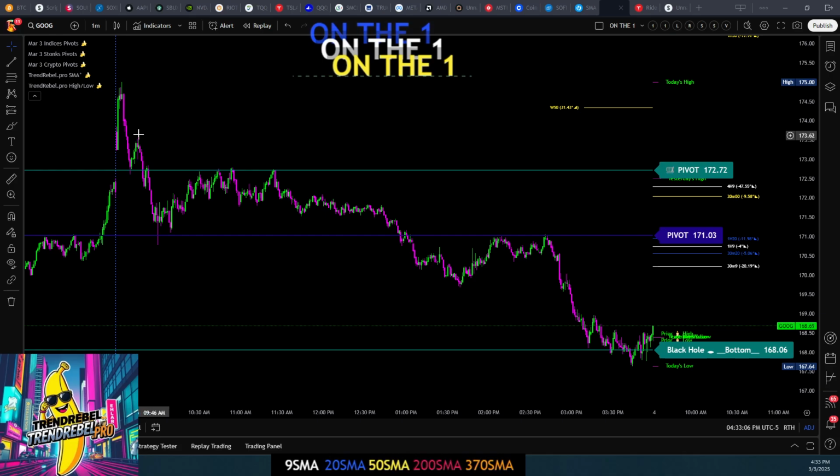After that back test, we bounced up, and then came back and back tested and failed. Then we back tested the pivot again from below, and this time we failed. And where did we go at this point? We went right to the monthly pivot, 171.03, which is right here, this line.